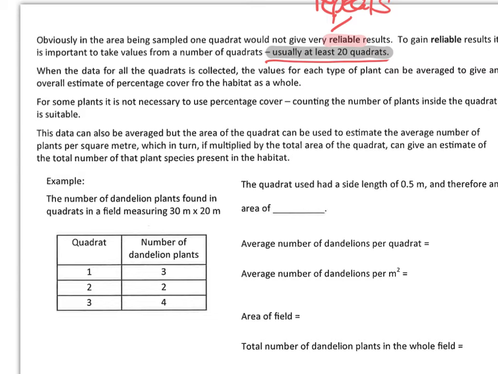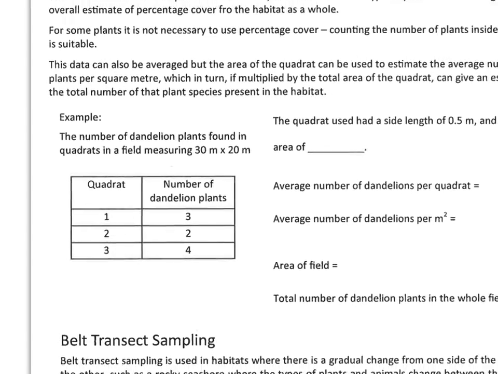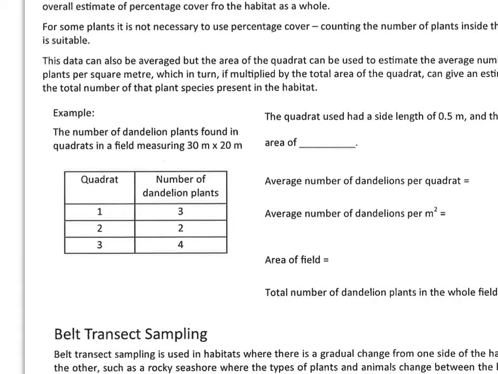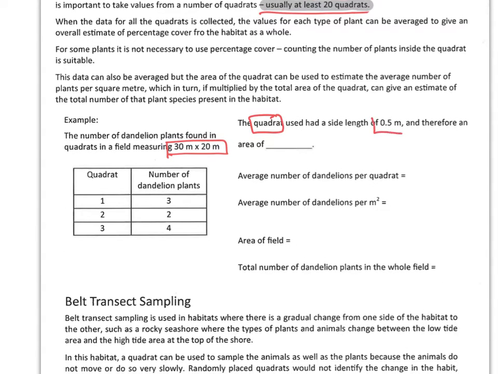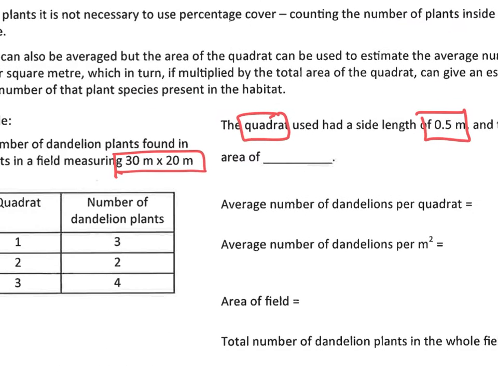In some cases, you might use percentage cover, and so again, you'd work out an average. So, here's an example. We've got dandelions in a field. This is the area or the size of our field. And we took quadrats that have a side length of 1/2 metre. So, think back to yesterday, a quadrat, 1/2 metre by 1/2 metre. What area does it cover, Jake? 0.25. So we'll write that in first of all.